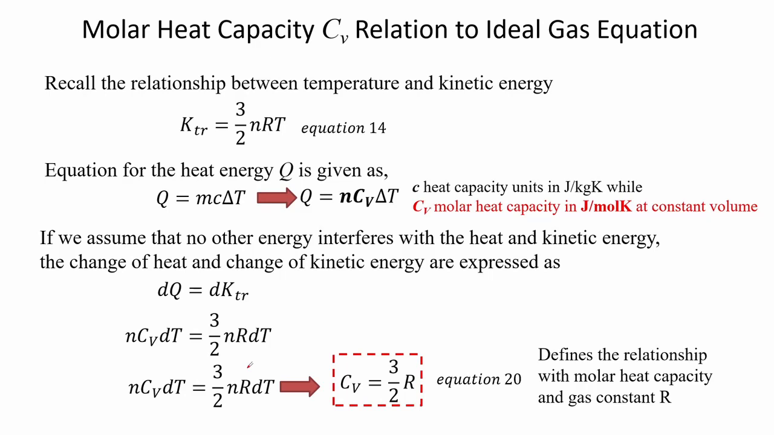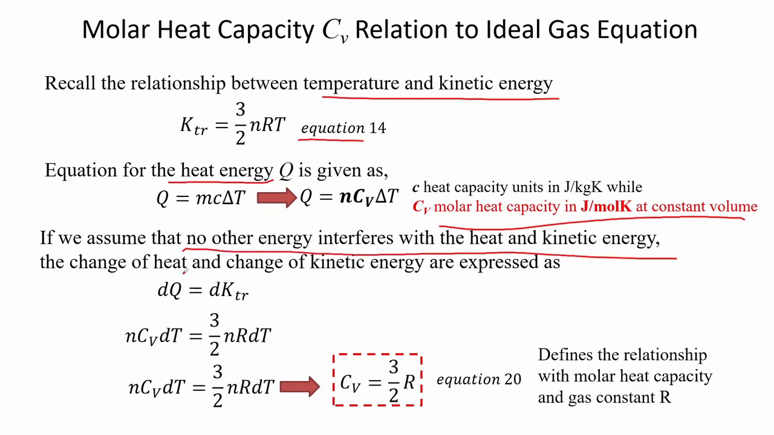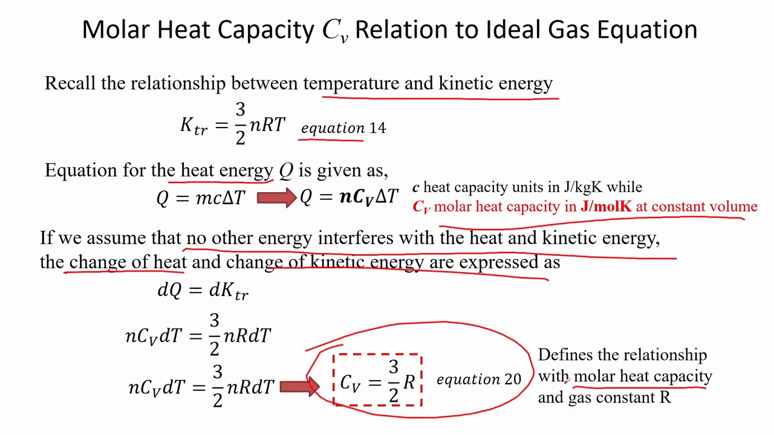Here we tackle the molar heat capacity Cv in relation to the ideal gas equation. Recall the relationship between temperature and kinetic energy shown in equation 14, and the equation for the heat energy, where the constant is shifted to molar heat capacity with units in joules per mole Kelvin. This is at a condition of constant volume, or an isochoric process. Taking these into consideration and assuming no other quantities interfere with the heat and kinetic energy, the change of heat and change of kinetic energy are expressed in equation 20. This formulation defines the relationship between the molar heat capacity at constant volume and the fractional ratio of the gas constant R for an ideal gas.